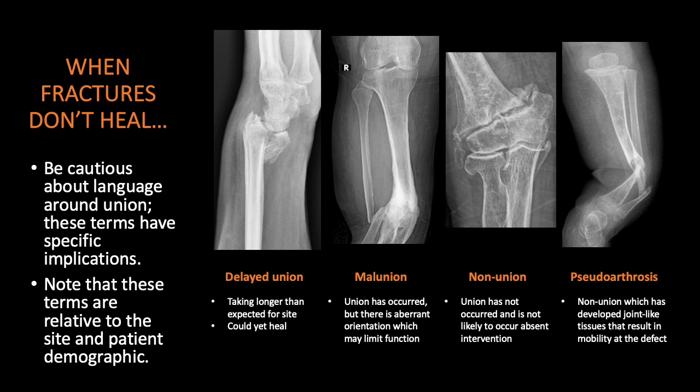Be cautious about the language around union because these terms have specific implications. These terms are relative to the site and patient demographic. The definitions of delayed union, malunion, non-union, and pseudoarthrosis are provided in this slide for your reference.